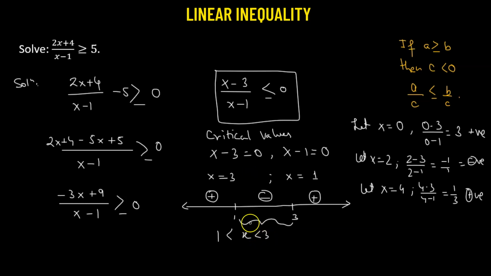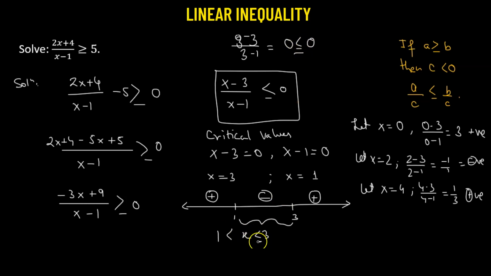Now the next question is, is 1 included? Is 1 a part of the solution? That's not possible, because if we take x equals 1, then this rational expression is divided by 0, which is not allowed. So it can only take values greater than 1. 1 is not included. But what about x equals 3? That's fine. If we put x equals 3, we have 3 minus 3 divided by 3 minus 1, which is 0, and 0 is also less than or equal to 0. At least it's equal. So that's fine.